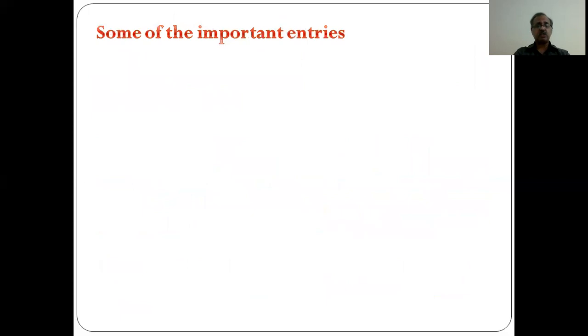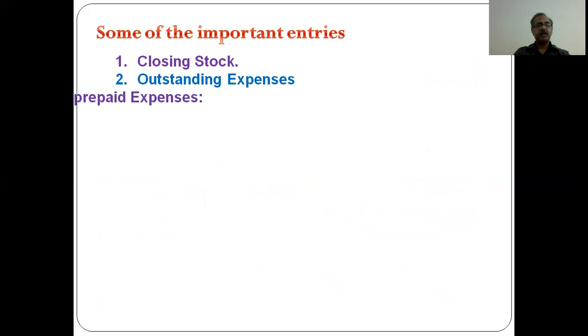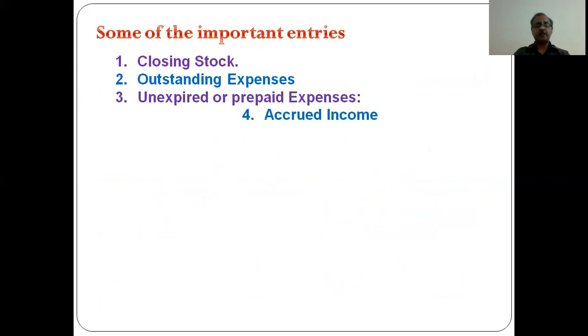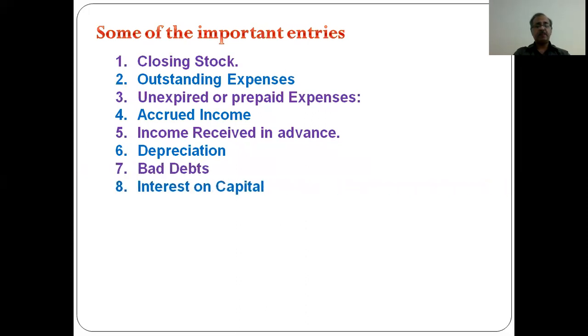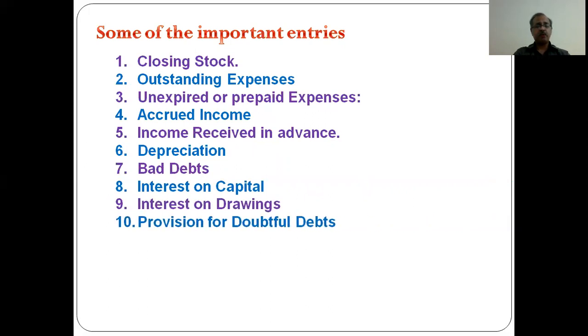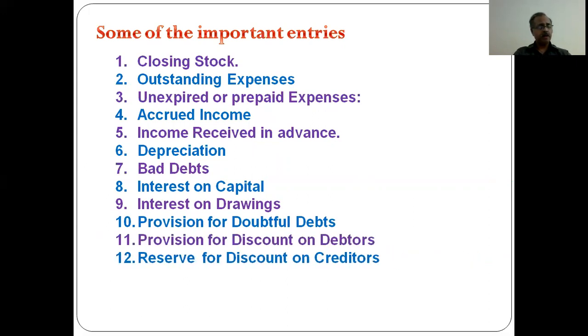These are called adjustments. So these are some adjustment items. First one is closing stock. Second one, outstanding expenses. Third one is unexpired or prepaid expenses. Fourth one, accrued income. Fifth one is income received in advance. Sixth one, depreciation. Then bad debts. Then interest on capital. Next item is interest on drawings. The next one, provision for doubtful debts. 11th one, provision for discount on debtors. Then reserve for discount on creditors.